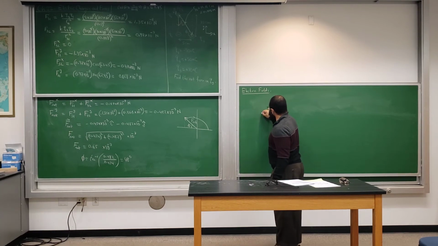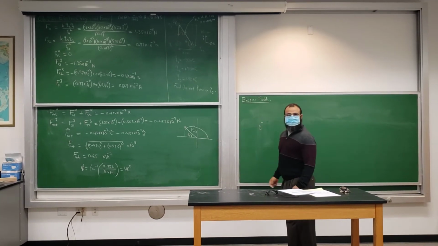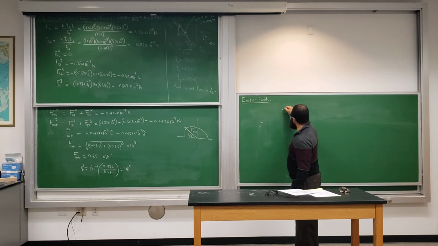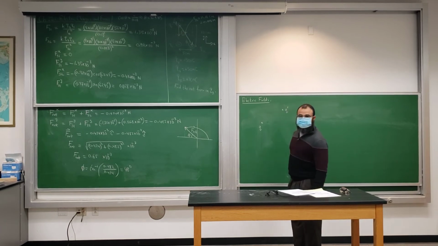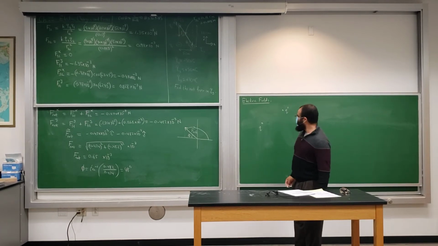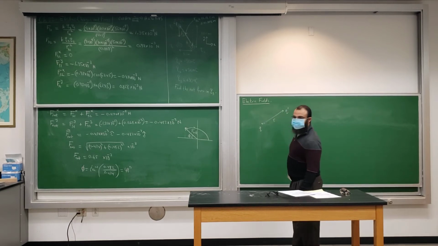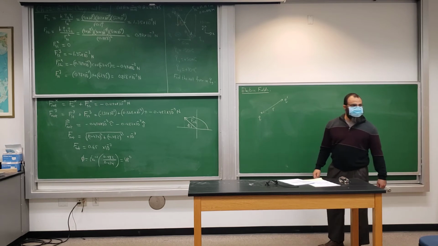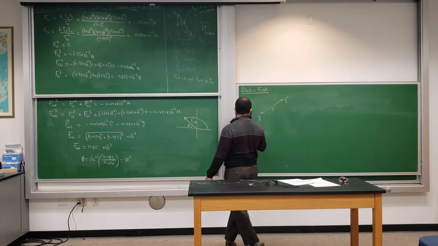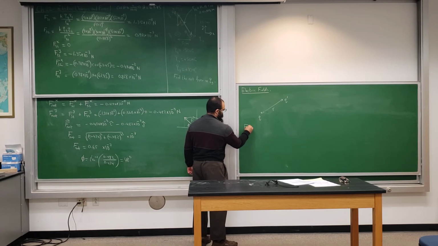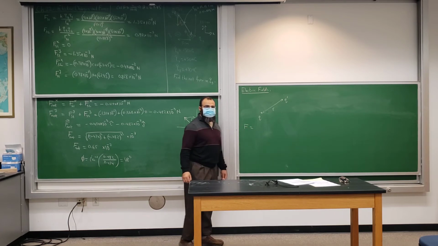So suppose I have a charge here, Q, and here is another charge, let's call it Q prime, and let's say they are a distance r apart. Okay? So according to Coulomb's law, the force between these two charges is what?